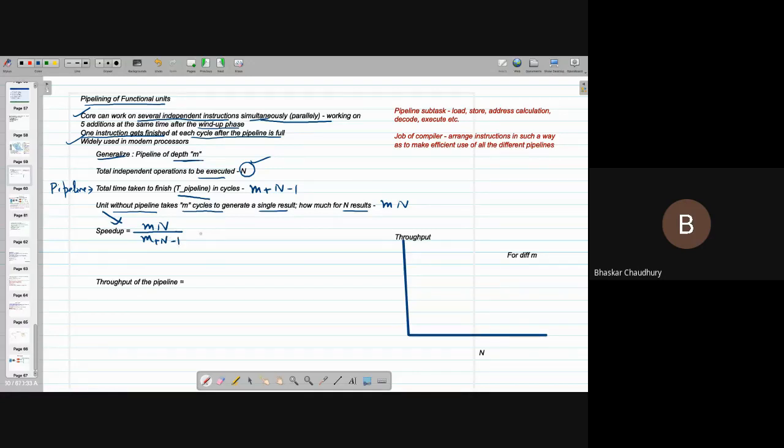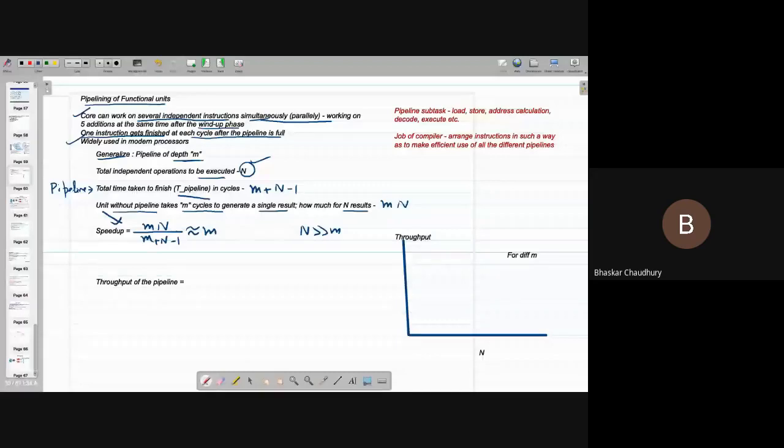Now generally your n will be much greater than m, because typically you will do many more operations compared to the depth of the pipeline. So how much will the speed up be if n is much greater than m? M. Right? If n is much greater than m, then I can simply neglect this m minus 1, and the speed up will be of the order of m.